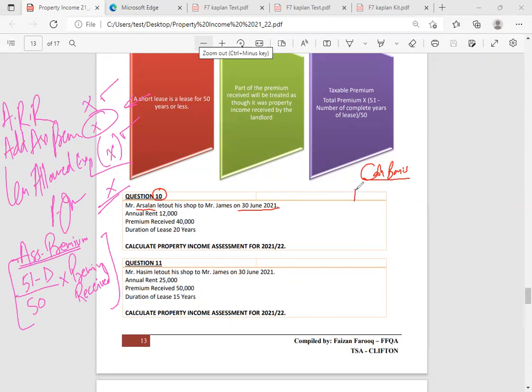Cash basis. Okay, annual rent receipt. Is it in the tax year? Yes. So we will take the full amount. Now there is a premium, so assessable premium. The formula is 51, right? 51 minus duration. How much is the duration of lease? How many years? 20 years. And what is the amount? 40,000. So what are you getting?